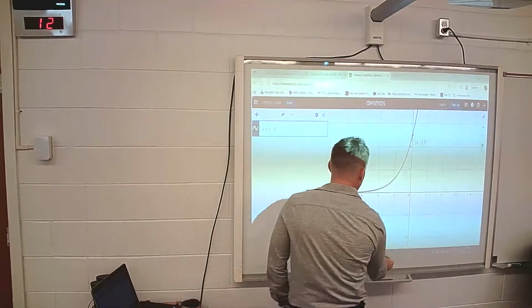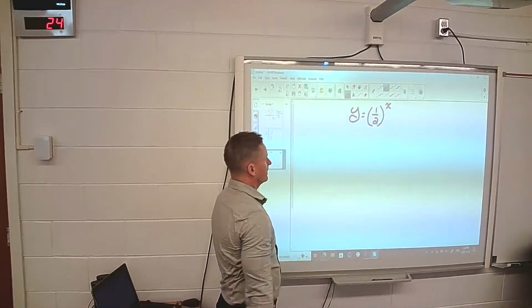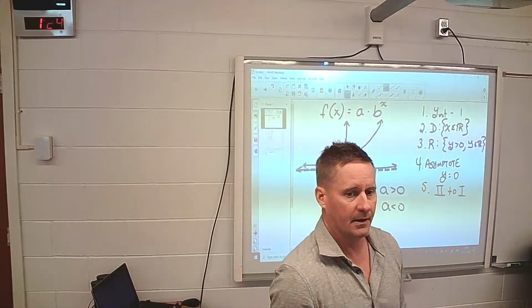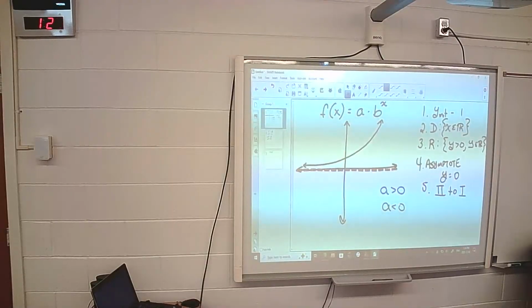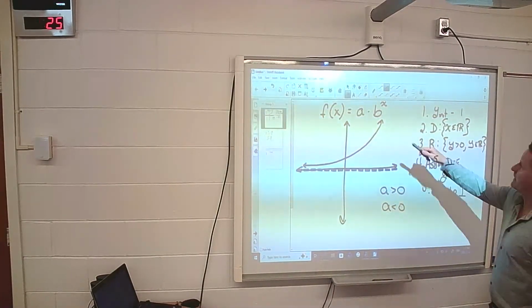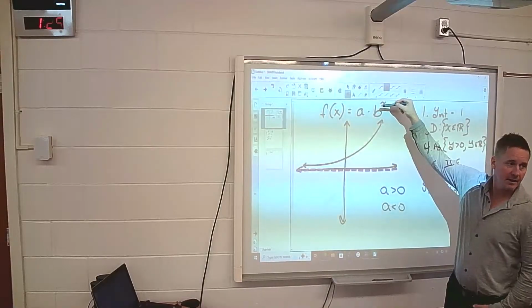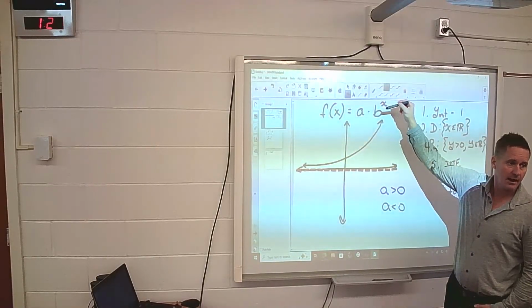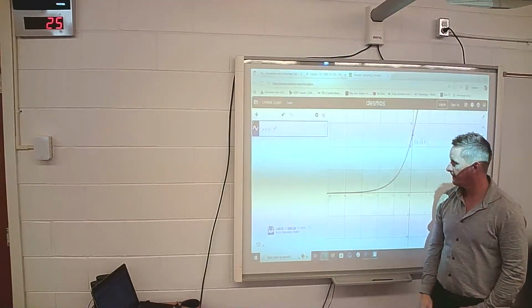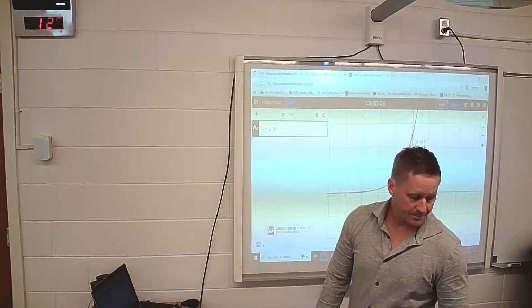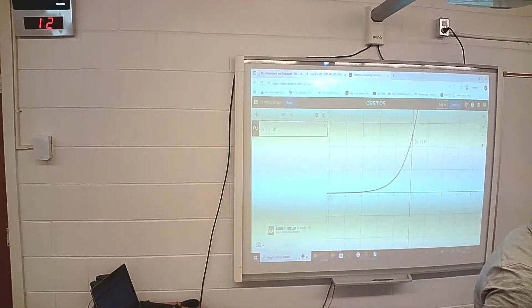But I just said over here that the y-intercept is 1. But that is if the a value is 1. If the a value is anything but 1, the a value is the y-intercept. Okay? And that's because the first thing you do here is go b to the 0 and then times it by whatever the a is. So if it's anything but 1, it's the y. That's right.